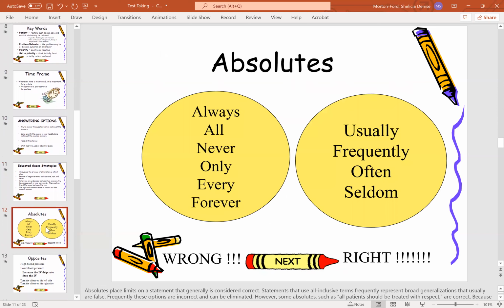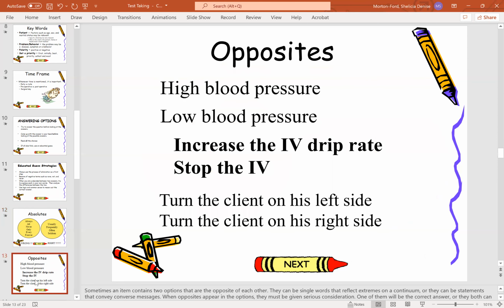So again, these key terms, look for those. If an answer choice or even the question says all or never, those are key terms. Sometimes all will automatically eliminate an answer choice because some things are never all and some things are never or only. So again, look at the answer choices. Look for these key terms: always, all, never, only, every, and forever.